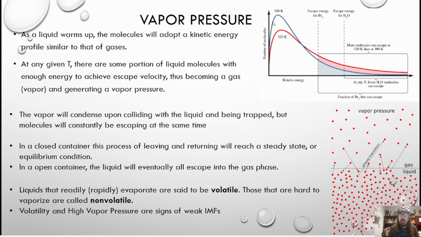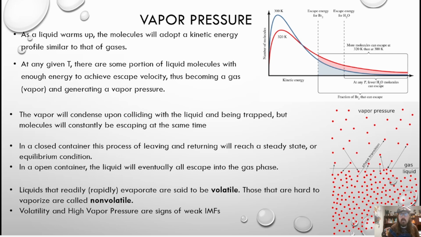You can see right here that at 300 Kelvin, the majority of molecules are at this speed. At 320 Kelvin, it's shifting over, so we have more liquid molecules moving at a higher rate of speed. But at any given temperature, there is some portion of the liquid molecules that have enough kinetic energy to achieve essentially escape velocity, and thus they will become a gas, in this case a vapor, and they will generate a pressure based on this escape velocity. Because some of them become a gas, we generate a vapor pressure.